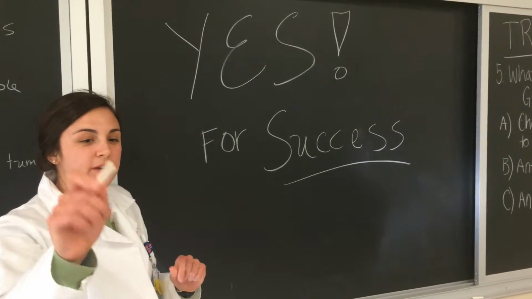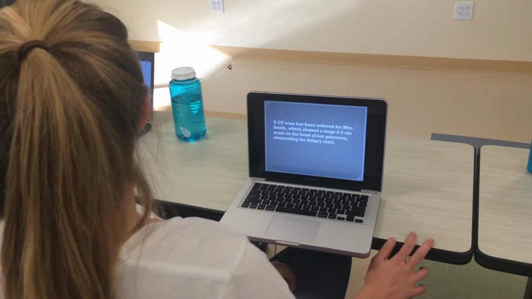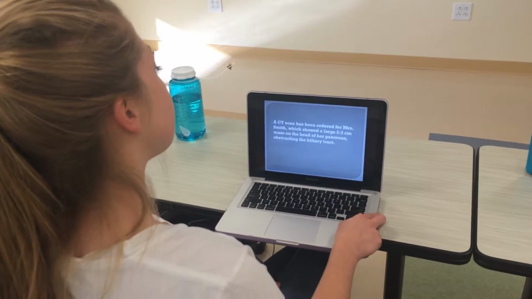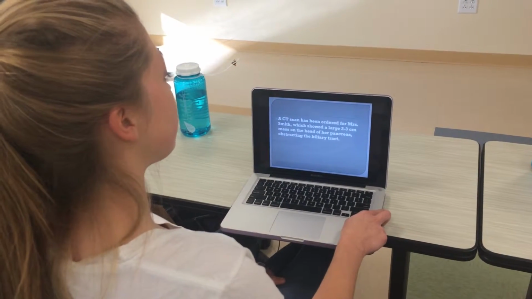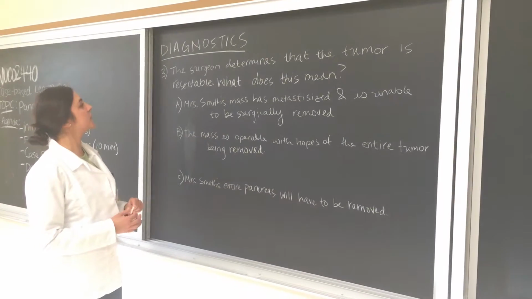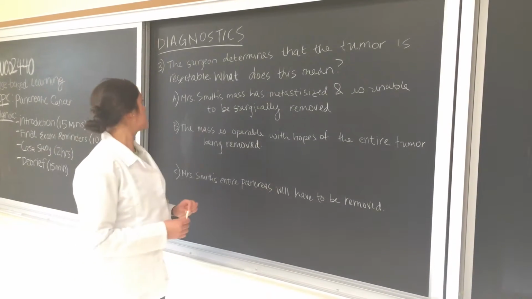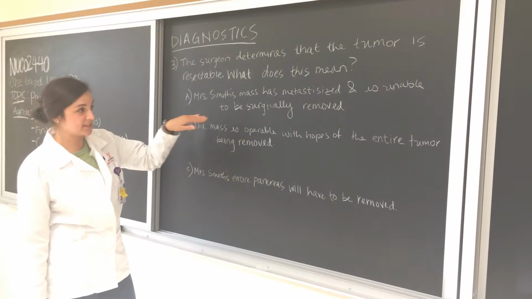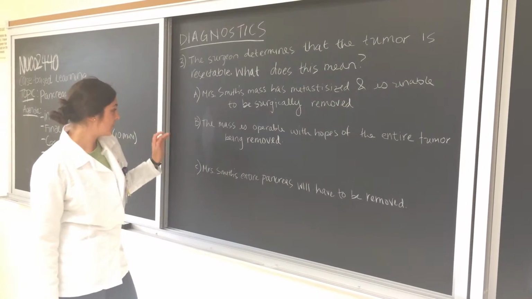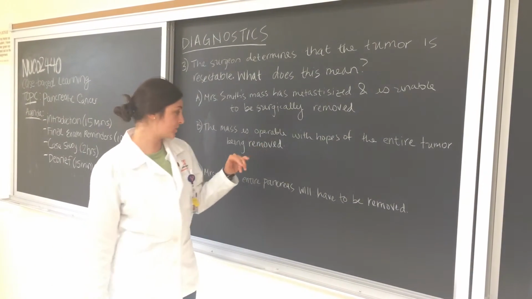All right, Hannah, can I have you read the next scenario for our questions? A CT scan has been ordered for Mrs. Smith, which showed a large 2 to 3 centimeter mass on the head of her pancreas, obstructing the biliary tract. Question number 3. The surgeon determines that the tumor is resectable. What does this mean, y'all? All right, A, Mrs. Smith's mass has metastasized and is unable to be surgically removed. B, the mass is operable with hopes of the entire tumor being removed.